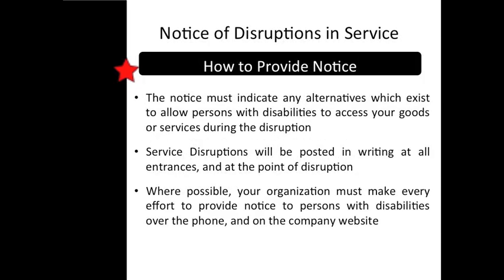How to provide notice. The notice must indicate any alternatives which exist to allow persons with disabilities to access your goods or services during the disruption. Service disruptions will be posted in writing at all entrances and at the point of disruption. Where possible, your organization must make every effort to provide notice to persons with disabilities over the phone and on the company website.